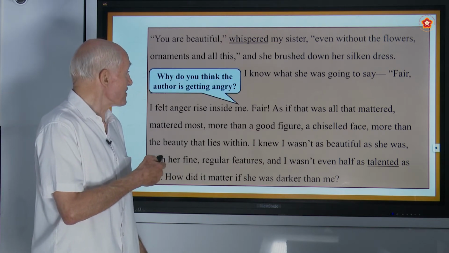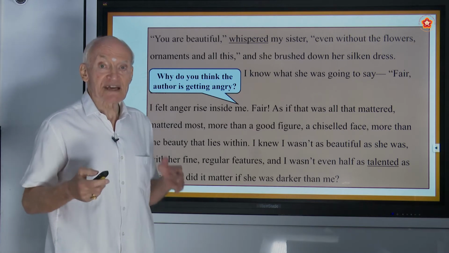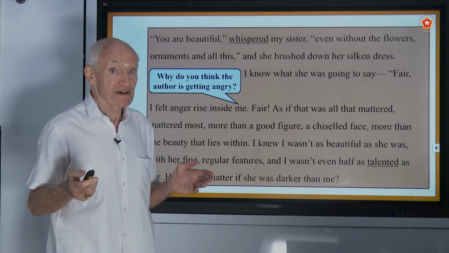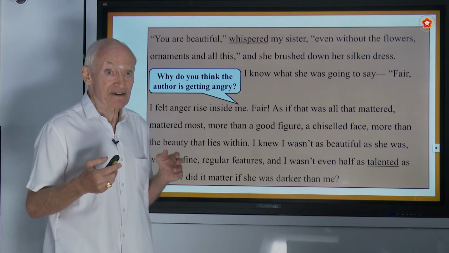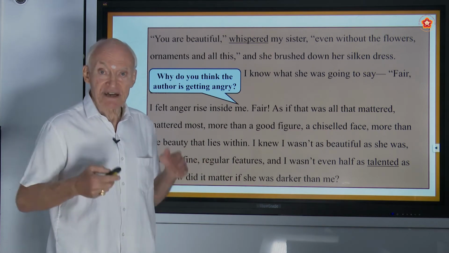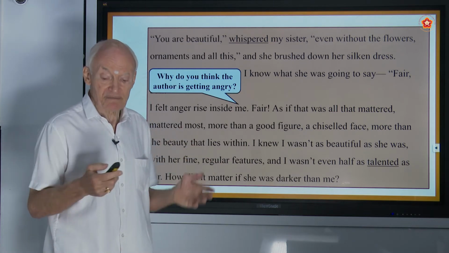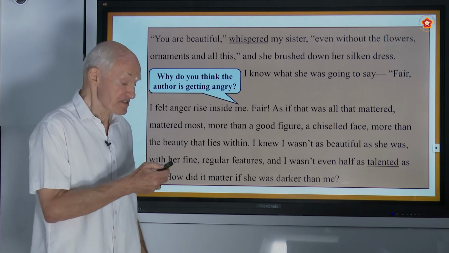Why do you think the author was getting angry? She was getting angry because the older sister has told her this many times before, that you're lighter, I'm darker, and she puts herself down. And the younger sister wants the older sister to realize that you're much more than your complexion, much more than the color of your skin.